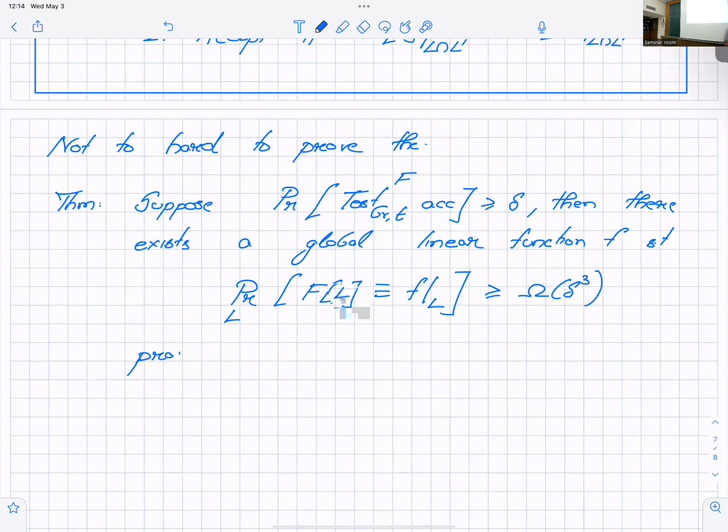provided 1 is at most T, which is less than L by 4, and delta is greater than 6 times 2 to the power T by 4.